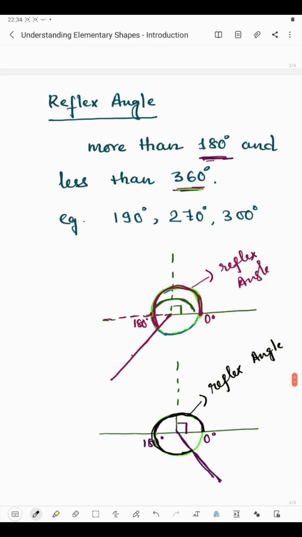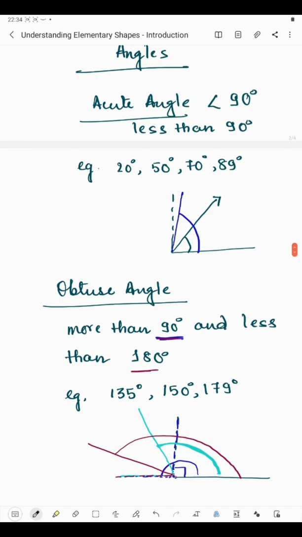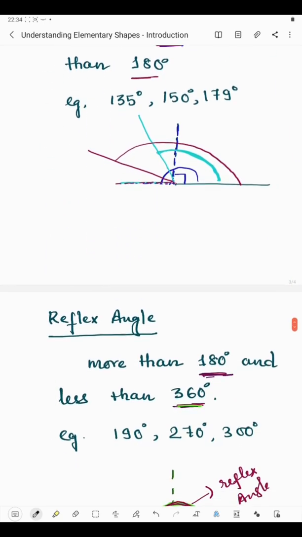Okay. So this was all about acute angle, obtuse angle and reflex angle. Okay.